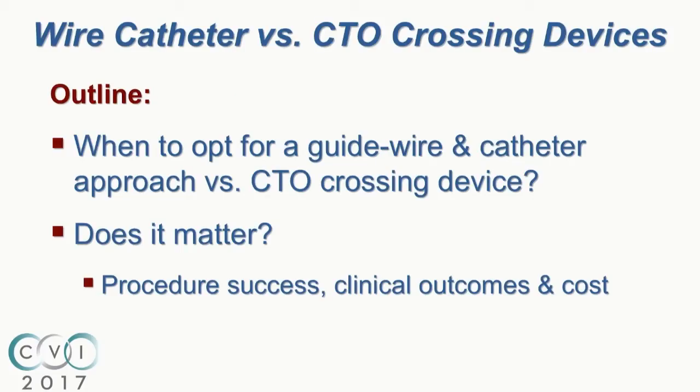And the outline of this talk that I've tried to frame is, when to opt for the guidewire versus a CTO catheter, if we could determine this from the data we have collected. And second, does it actually matter?